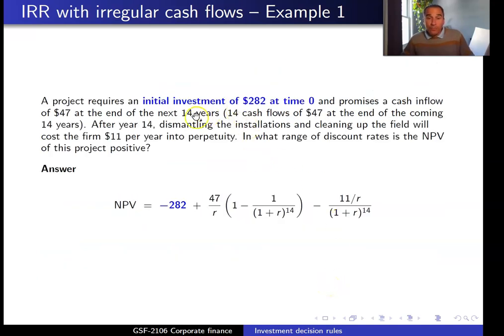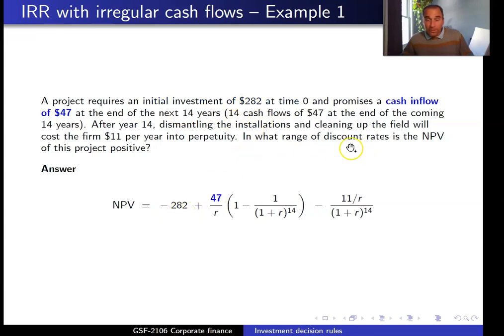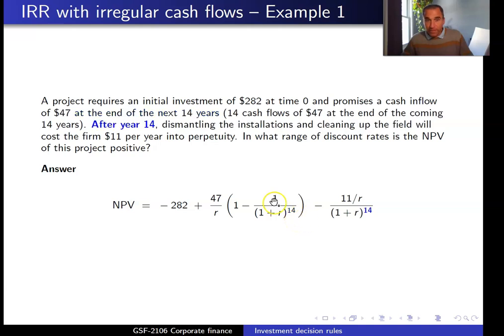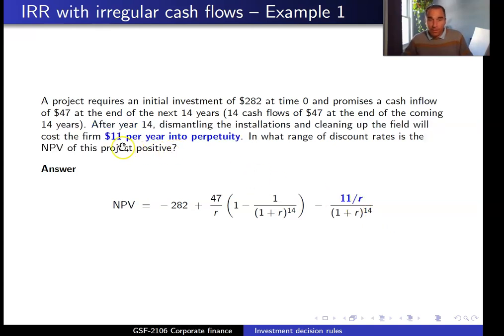So the project requires an initial investment of $282. The payoff to the project is $47 per year for 14 years. At the end of everything, there will be cleanup costs incurred forever, and these cleanup costs are $11 per year forever.